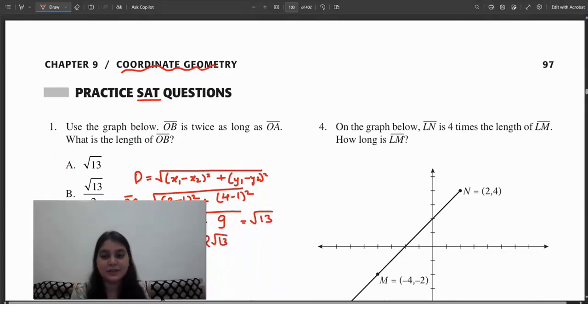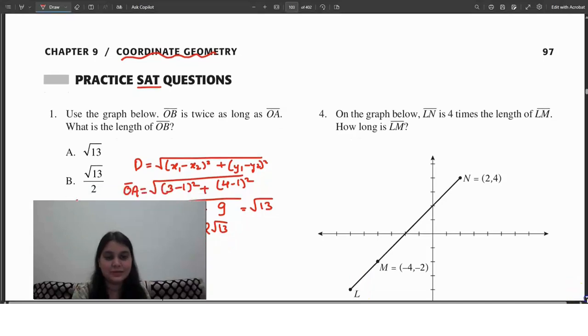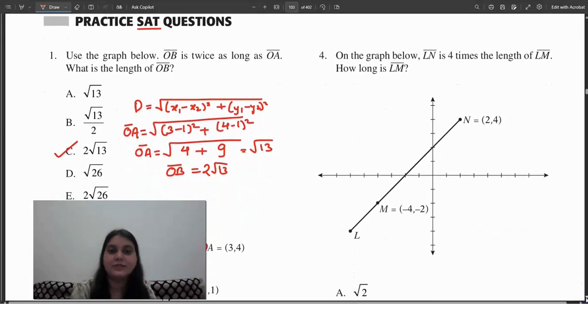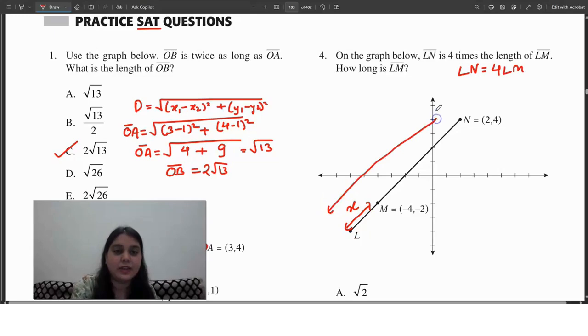So in this question, in this graph, Ln is equal to 4 times Lm. You have to find the length of this Lm. Suppose this length is x, right? So Ln, this whole length, is going to be 4x.